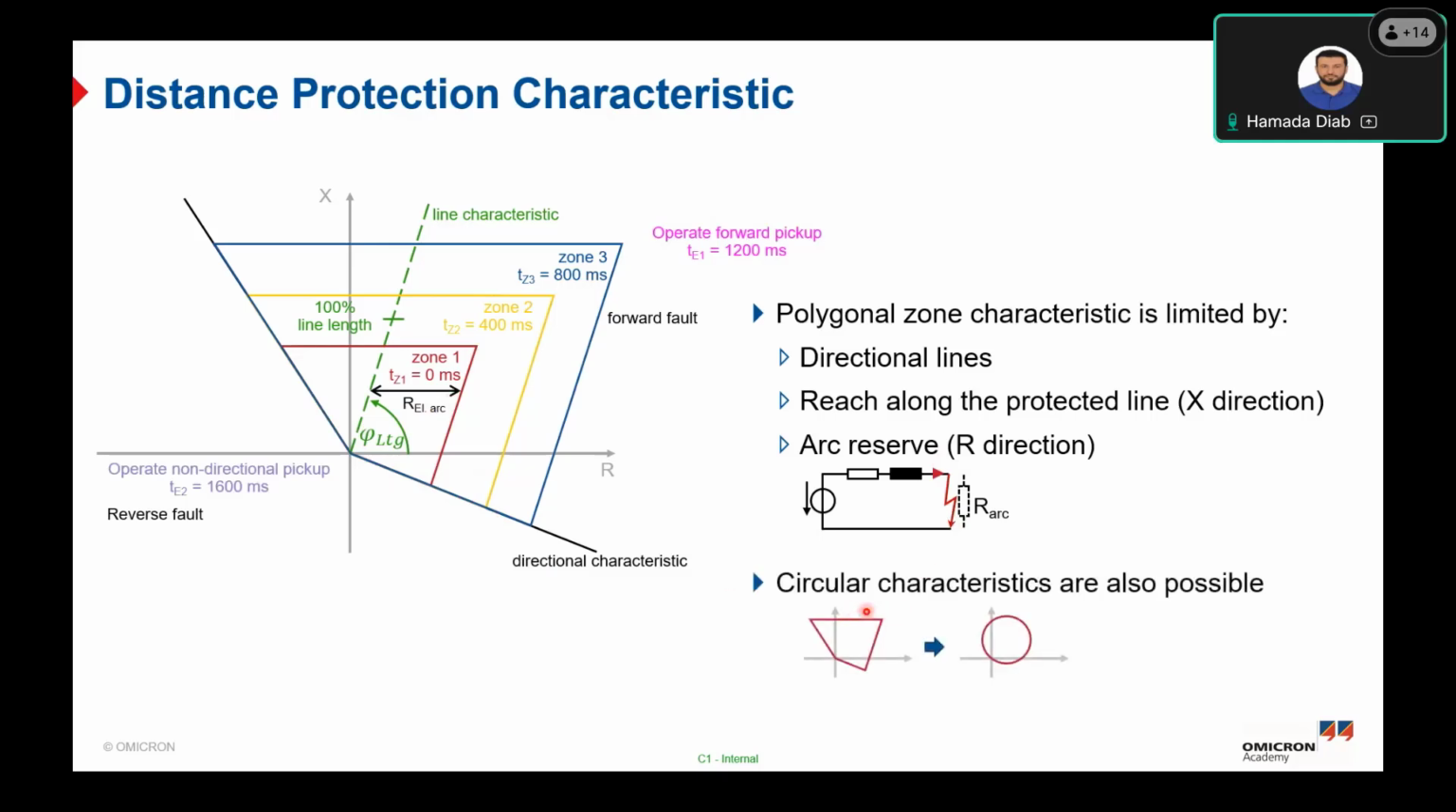So the characteristic can also be drawn as a polygonal characteristic, or a circular or mho shape, or an elliptic shape, which is called a tomato shape. So we have different shapes to represent the distance protection characteristic.